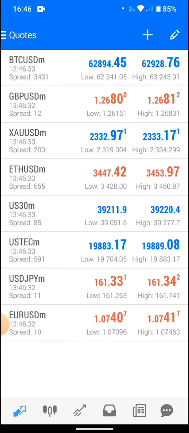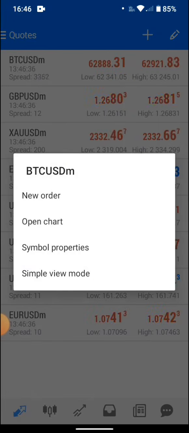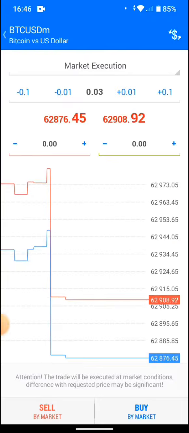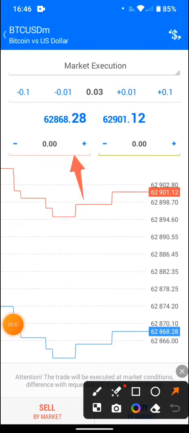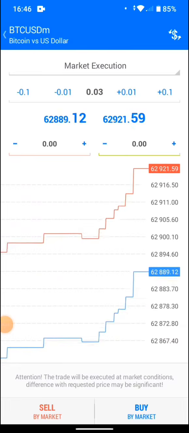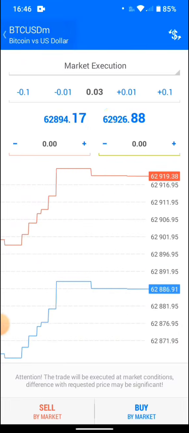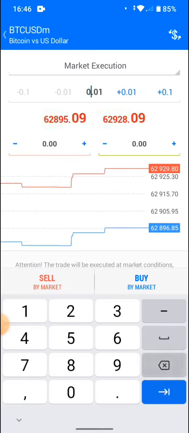For example, let's say I type BTC USD and I press new. You are seeing here at this top these figures. This is where you enter your lot size.